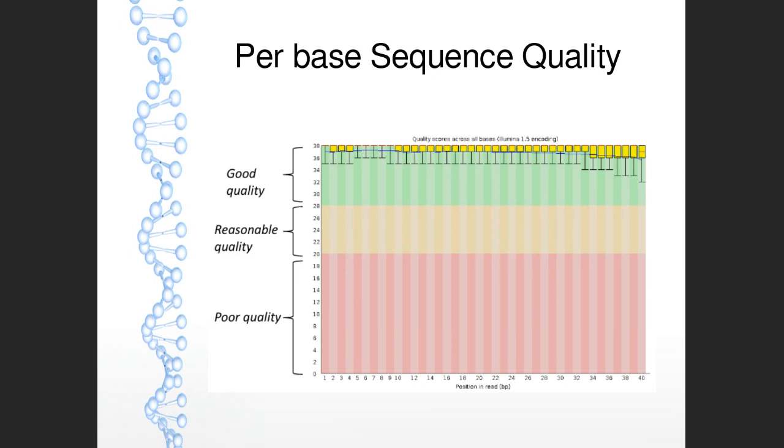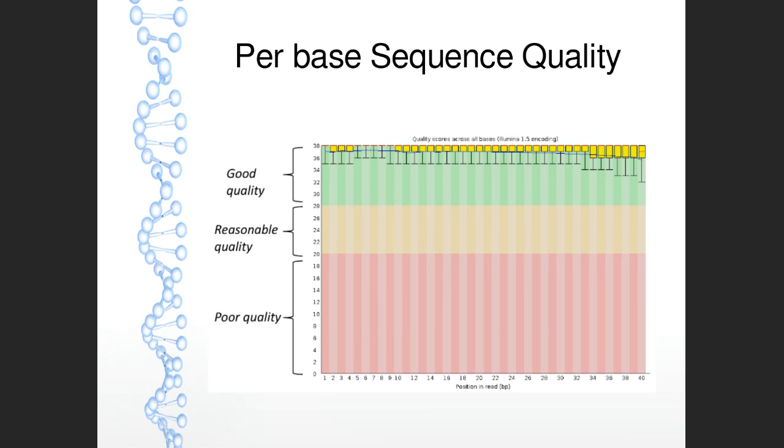In this particular example, you can see from the x-axis that our read is 40 bases long, so quite a short one. We might find that our reads are a bit longer than this. But this is an example of very good data, where all of our positions within all of our reads are within this good quality band. So that's a Phred score above 30.